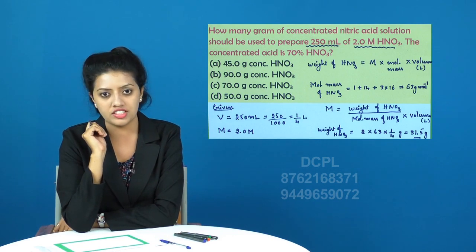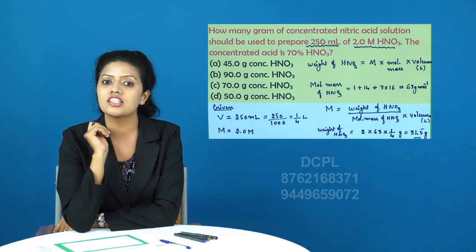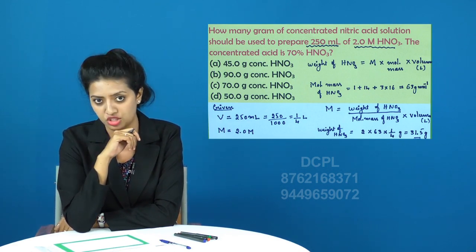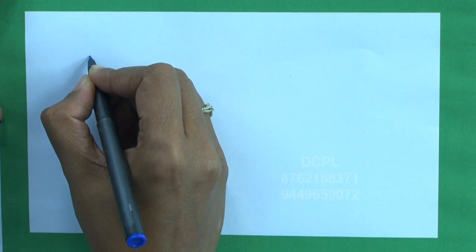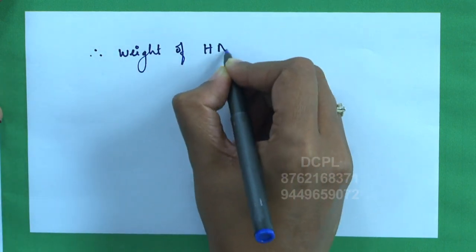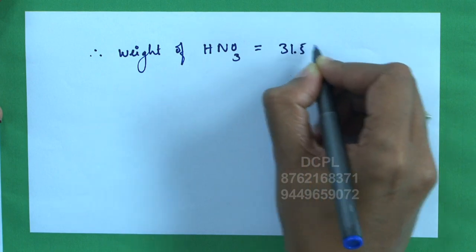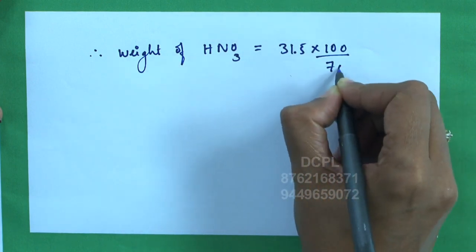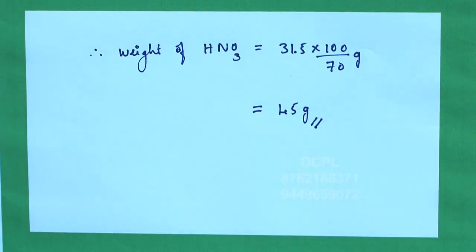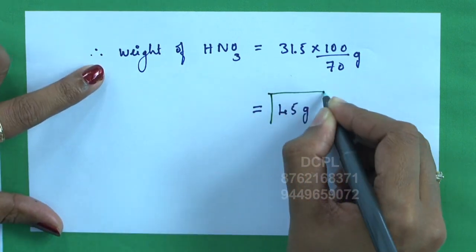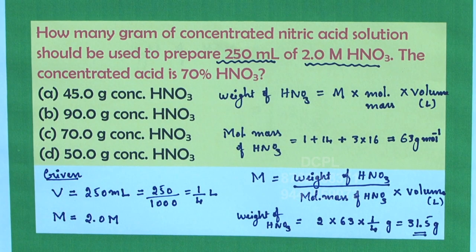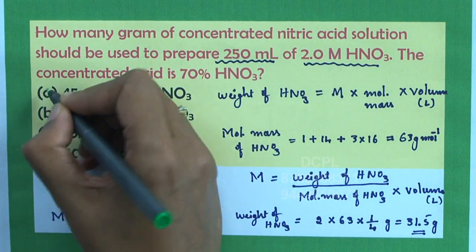Therefore, the weight of HNO3 is 31.5 gram, but it is the weight of 100% HNO3. But what is mentioned in the question, it is 70% HNO3. Therefore, the weight of HNO3 can be calculated as 31.5 into 100 divided by 70 gram, which is equal to 45 gram. Therefore, the weight of given concentrated HNO3 is 45.0 gram, and hence the right option is option A.